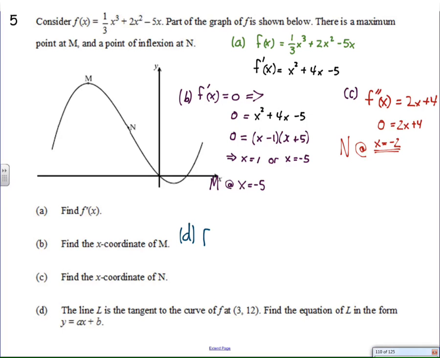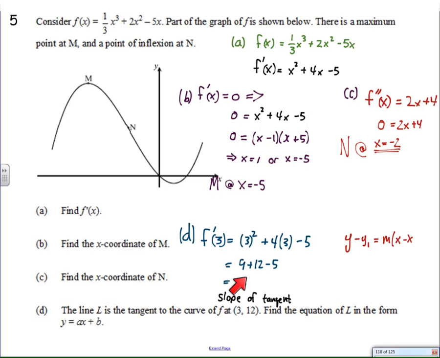And finally, for the last one, it says the tangent to the curve at the point (3, 12). So I'm going to evaluate f prime of 3 because when x equals 3, I need to know the slope of the tangent line. So the slope of the tangent line is f prime of 3. Turns out to be a big number, 16. Now I know the coordinates of the point on the line, (3, 12), and I know the slope of the line, 16, so I just use point-slope, put in 12 and 3 for the y and x respectively, 16 for the slope, and a little cosmetics, and we get y equals 16x minus 36.